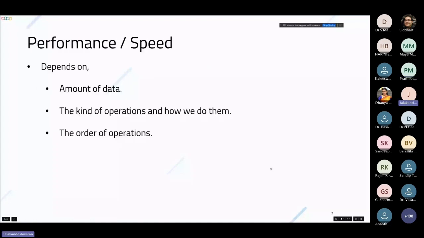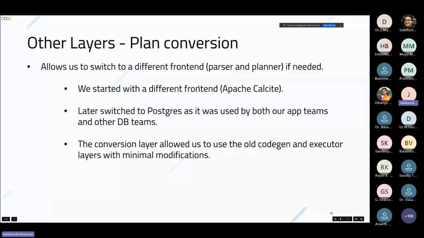Okay, coming back. We didn't start the project by using Postgres. We started with a different front end, meaning the layers that provide a parser and a planner. We used a project called Apache Calcite. It is written in Java. We later realized in conversation with our application teams that adapting to a completely different pathway than what they usually use is going to be difficult. They wanted us to have our database engine based on Postgres so that they can integrate it really easily. One of the reasons being other R&D database teams also use Postgres, so we had to switch to that.